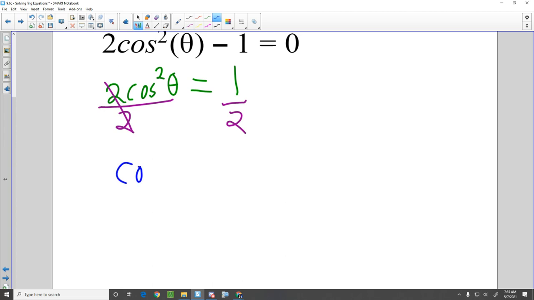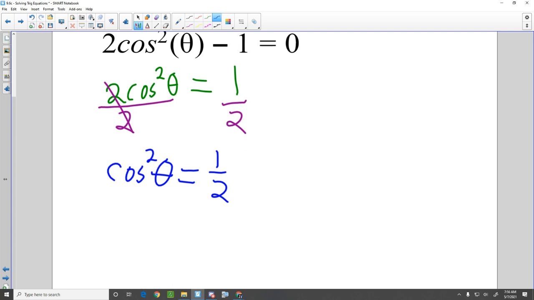And now we have the cosine squared of theta equals 1/2. And hey, look at that. I've got the trig function all by itself, right? There's nothing else there. Oh, wait a minute. There is one other thing there. I don't just have the cosine of theta, which is what we need. There's that exponent, that square. We need to cancel out that too.